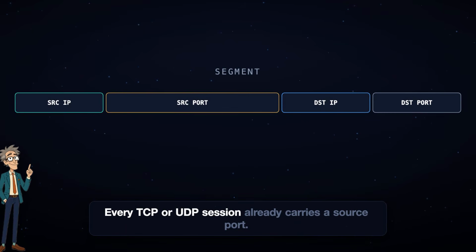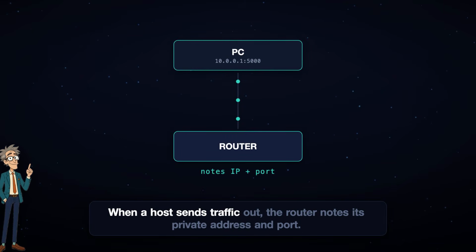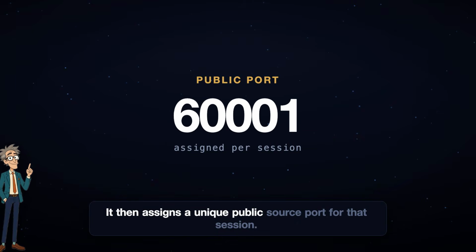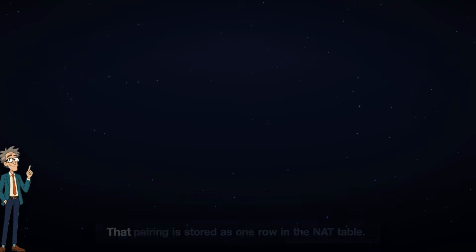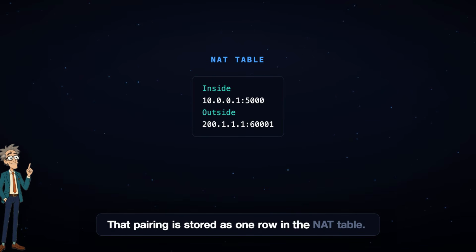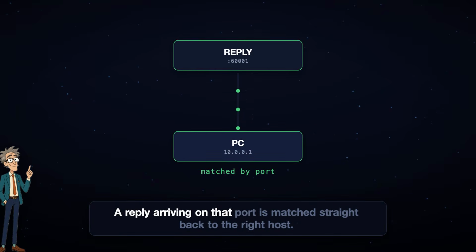Every TCP or UDP session already carries a source port. When a host sends traffic out, the router notes its private address and port. It then assigns a unique public source port for that session. That pairing is stored as one row in the NAT table. A reply arriving on that port is matched straight back to the right host.